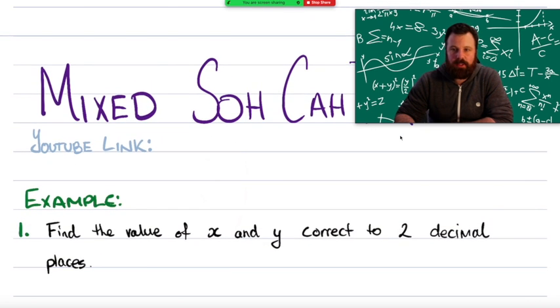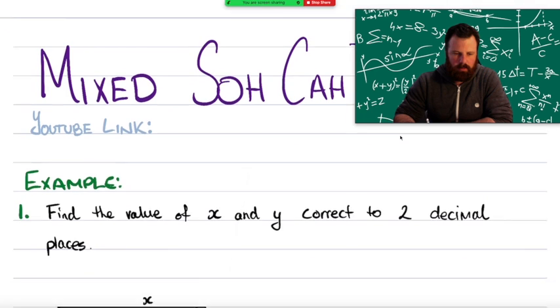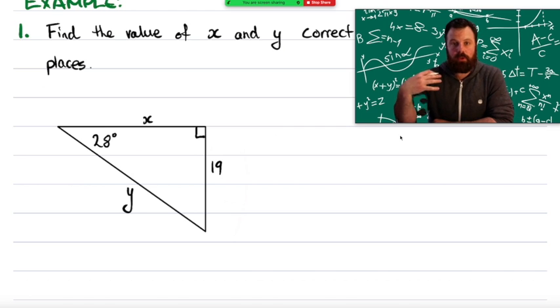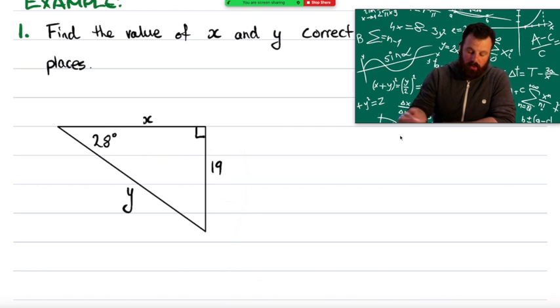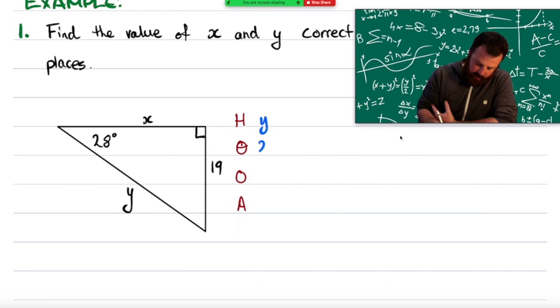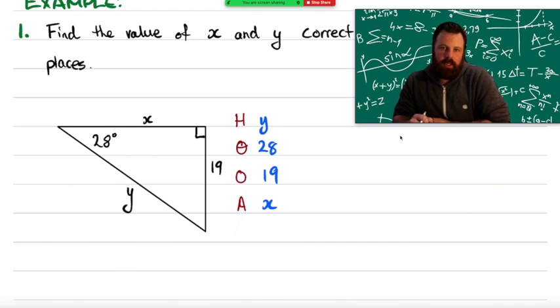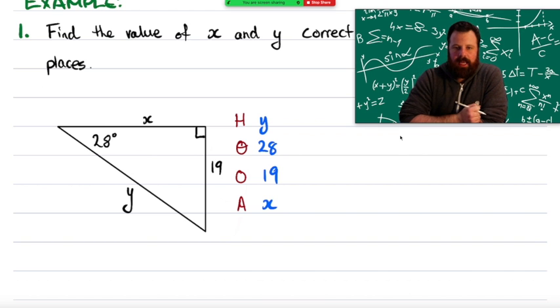So in this first example here, our only example for today, it says find the value of x and y correct to two decimal places. So having a look at this triangle, as always, our first step is to figure out what information we have. So going through our structure, our hypotenuse, theta, opposite, adjacent. Our hypotenuse is going to be y, our reference angle is 28, our opposite side is 19, and our adjacent side is x. Now, we've run into the issue here that we've got every single piece of information there. The only way we can do this is to apply one at a time.